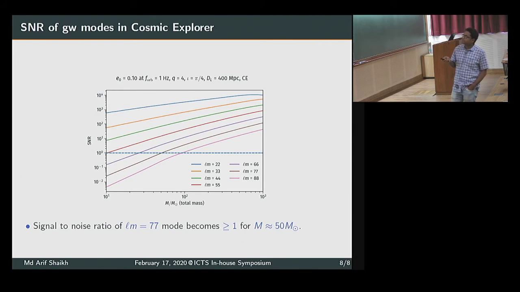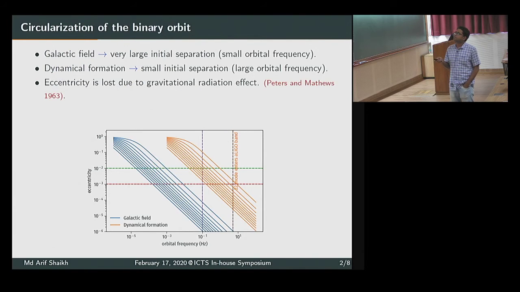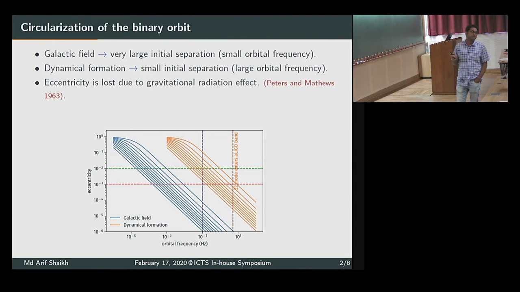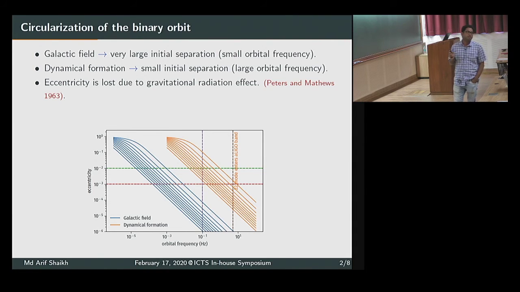And if we can detect these modes, then basically we have information about the eccentric evolution of the binary. And if we go back to this plot, then we see that if we have information from this frequency range, then basically we can measure some residual eccentricity, and that will give us information about their formation channel. And if we don't detect, then we can put some constraint on the formation channels.